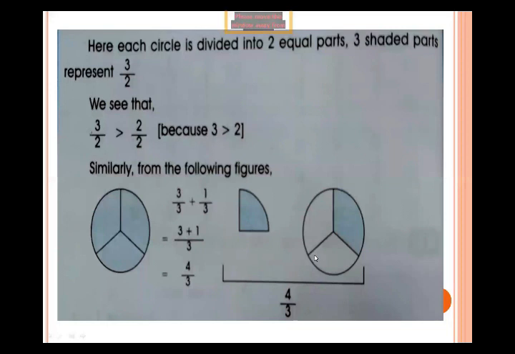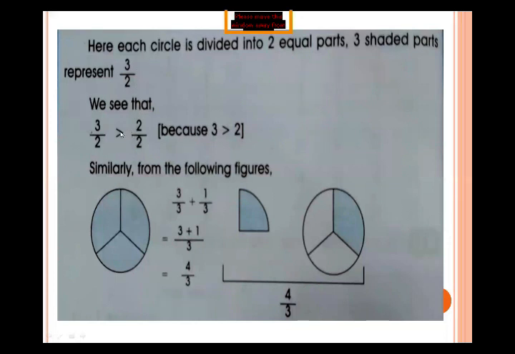Now move to the next page of your textbook, page number 40. Now look at here. Here each circle is divided into 2 equal parts. 3 parts are shaded. It is represented by 3 upon 2.